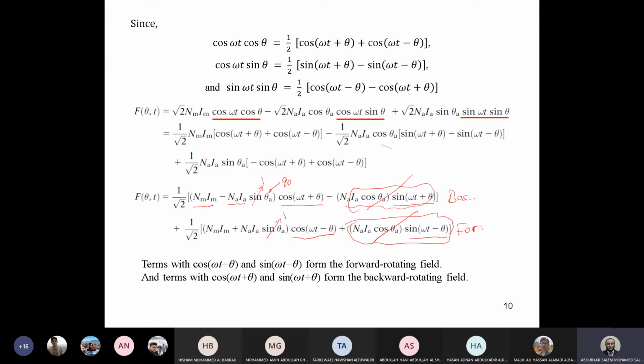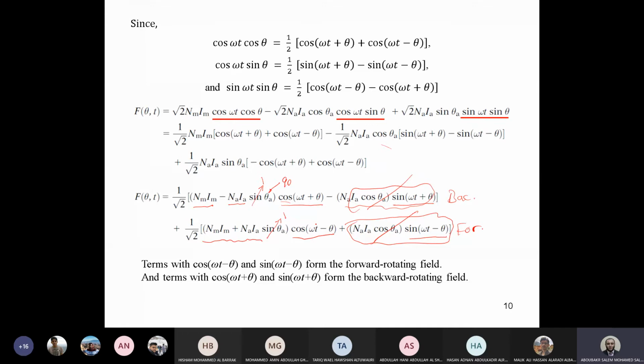Now, guys, as you can see here, if we control NM and IM and NA and IA to be equal, so if we make the number of turns for the auxiliary winding higher than the number of turns of the main winding by the ratio to keep NMIM equals NAIA, in this case we can remove this part from the equation as well, and the remainder part will be NMIM NAIA multiplied by cosine omega t minus theta.